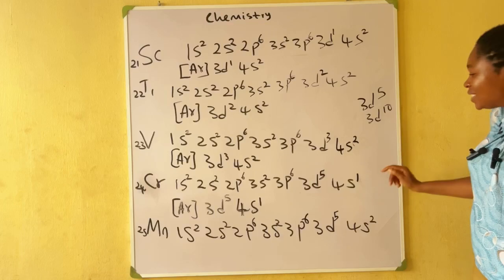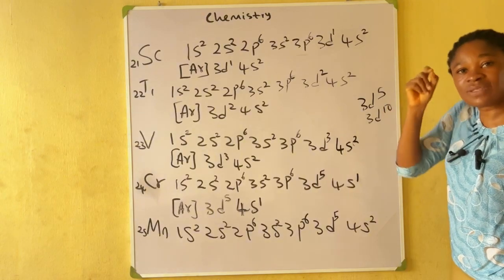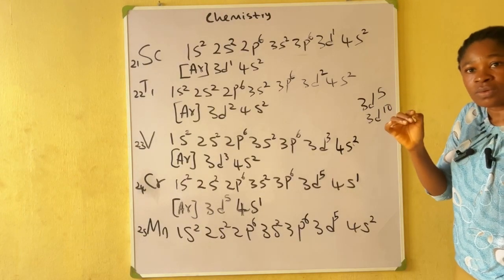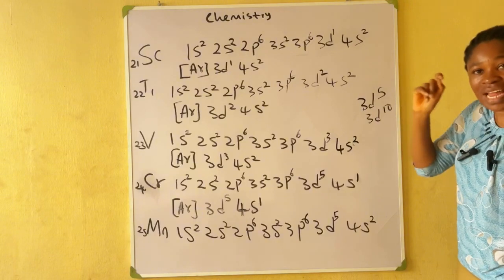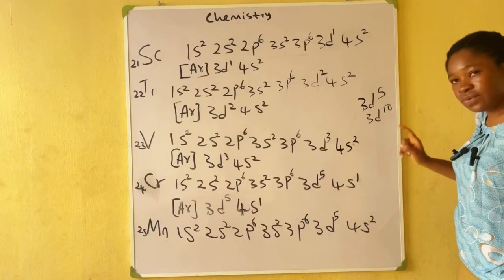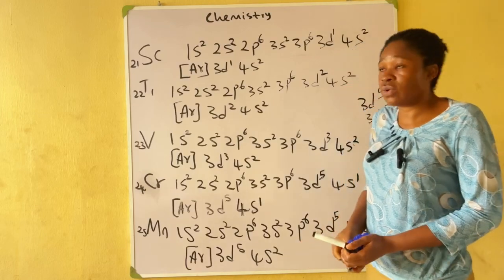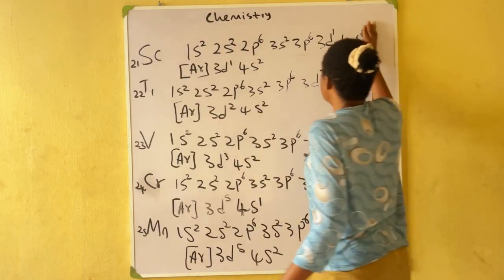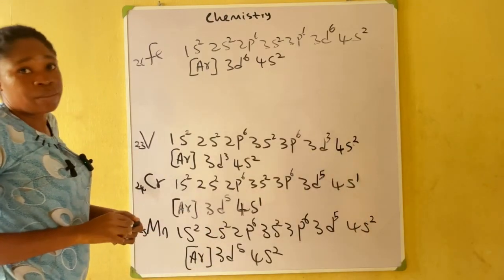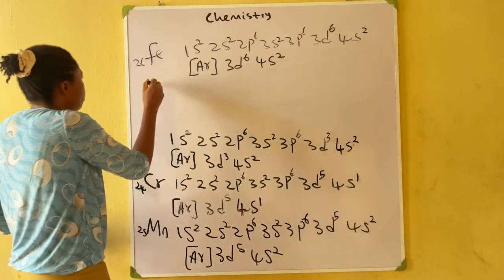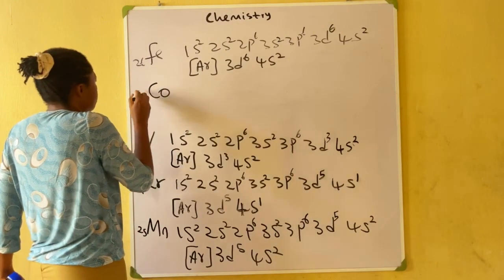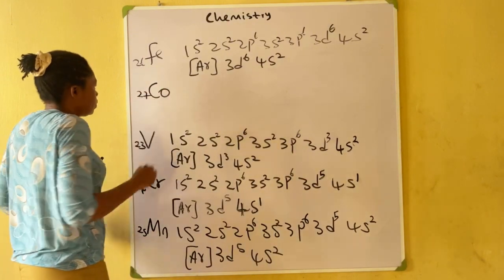It's only when adding 1 can make that element complete 5, or adding 1 will make it 10. On that note, you can assign 4s1 instead of 2. So the next one is iron. Iron is 26. Then cobalt, so cobalt is 27.